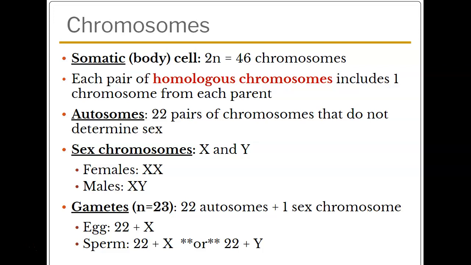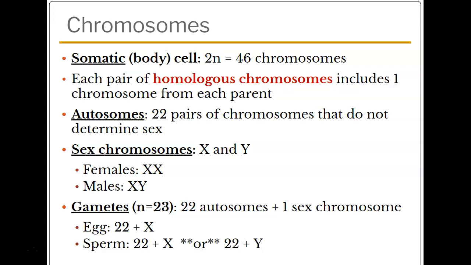An autosome is one of the chromosomes or pairs of chromosomes that do not determine sex. Again, these are the 22 pairs that are not your X and Y chromosomes. Your sex chromosomes, therefore, are that 23rd pair. And you will either have two X's if you are a female, or you have an X and a Y if you are a male. So that Y chromosome determines gender of the offspring.